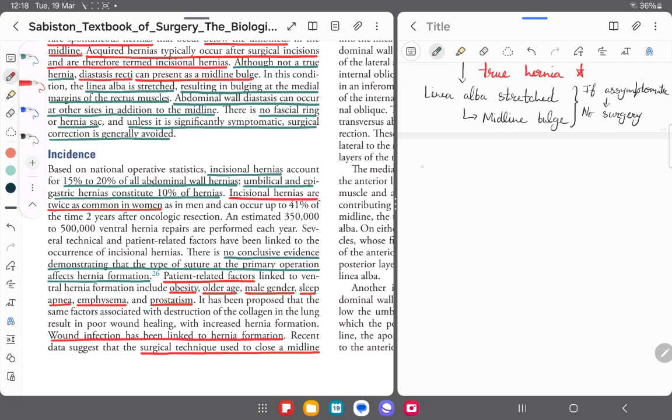So first of all, let us write down patient related risk factors. What are the patient related risk factors? So number 1 is obesity. Number 2 is older age. Number 3 is male gender.